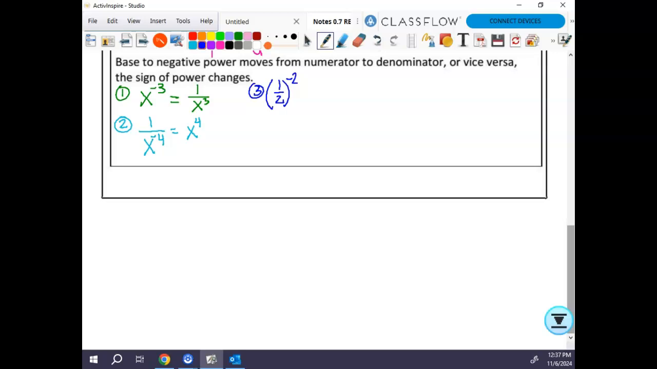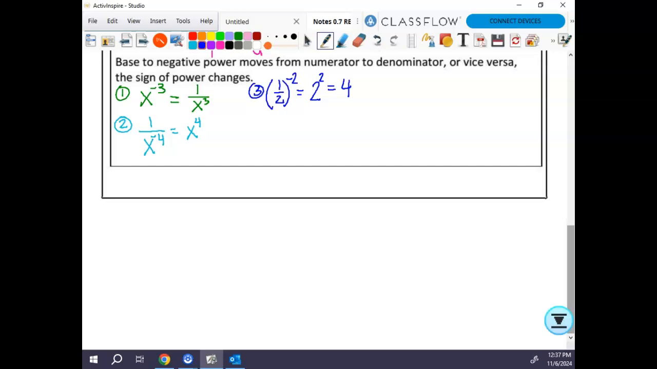Okay? So the negative being on a fraction, instead of really thinking about it moving from numerator to denominator, I'm just going to think about I want the reciprocal. So the reciprocal of 1/2 is 2. That changes my exponent to a positive 2. So then I have 2 squared, which is 4. Okay? That makes sense? So we know what to do with those.